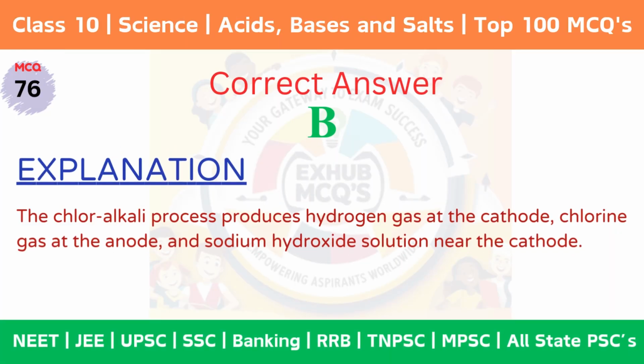The correct answer is option B, hydrogen. Explanation. In the chloralkali process, hydrogen gas is produced at the cathode, chlorine gas at the anode, and sodium hydroxide in the solution near the cathode.